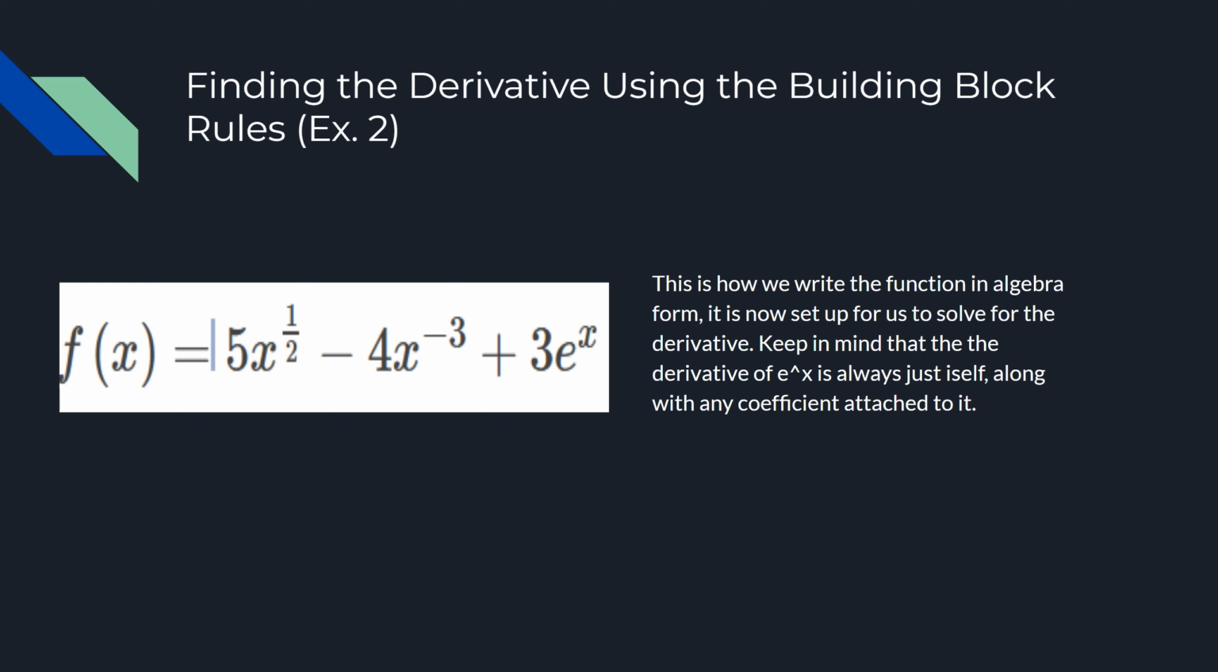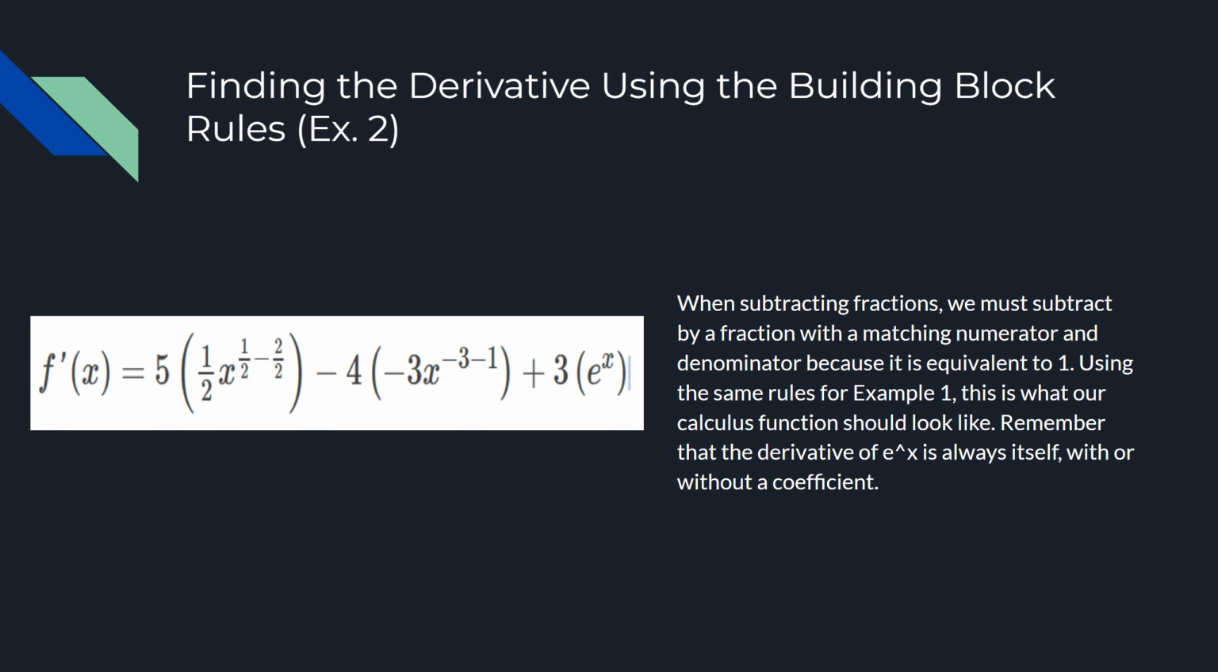So here we have it written in algebra form, which would be 5x to the power of 1/2 subtracted by 4x to the power of -3 plus 3e to the power of x. And to find the derivative, we use the same rules by subtracting the numerator and the denominator that have a matching number in order to equal 1.